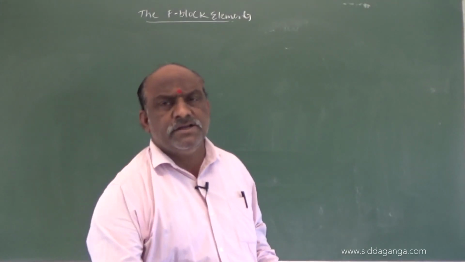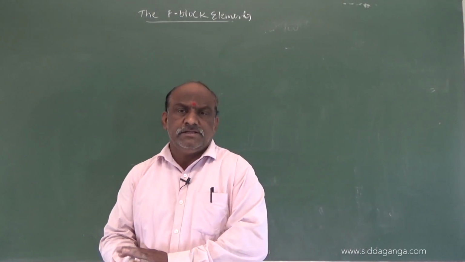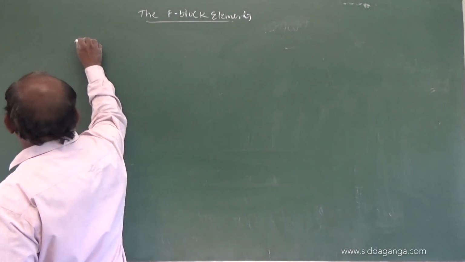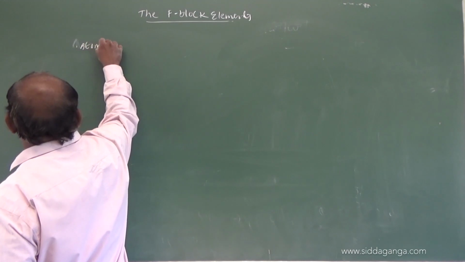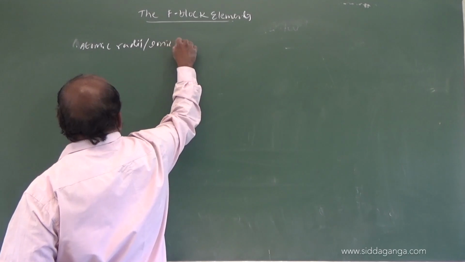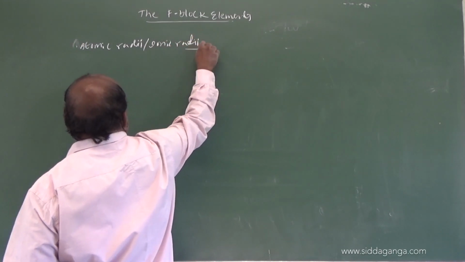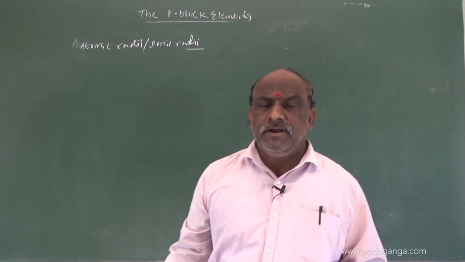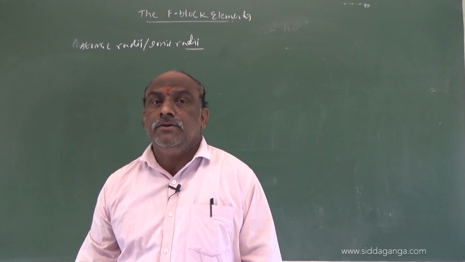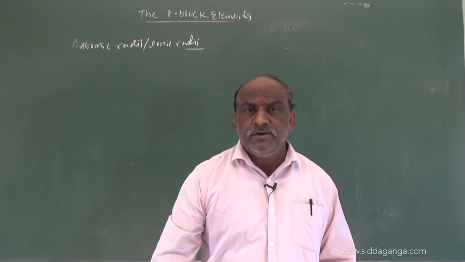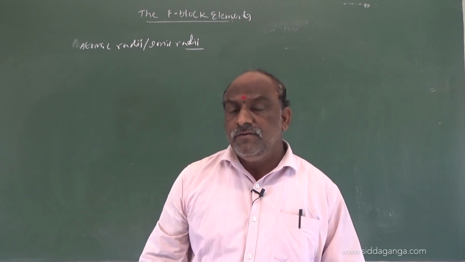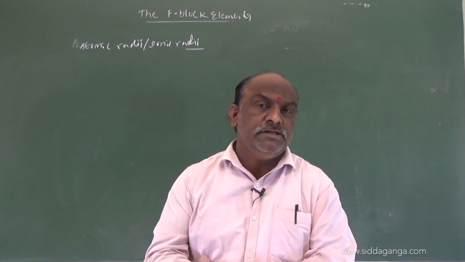So some species act as oxidizing agents, and the remaining species act as reducing agents. Next is atomic radii and ionic radii. From left to right, atomic radii decreases, we know that. From left to right atomic radii decreases due to the increase in nuclear charge. And the gradual decrease, we already discussed in d block elements regarding this atomic radii.